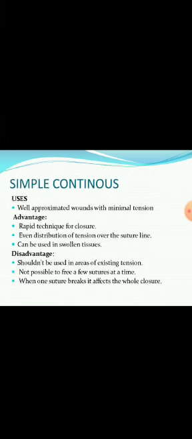Continuous sutures are of 3 types: simple, locking, and continuous over and over. Simple continuous is used for approximating wounds with minimal tension. It is a rapid technique for closure and it provides even distribution of tension over the suture line. It can be used in swollen tissues. It shouldn't be used in areas of existing tension. It's not possible to free a few sutures at a time, and if one suture breaks, it affects the whole closure.